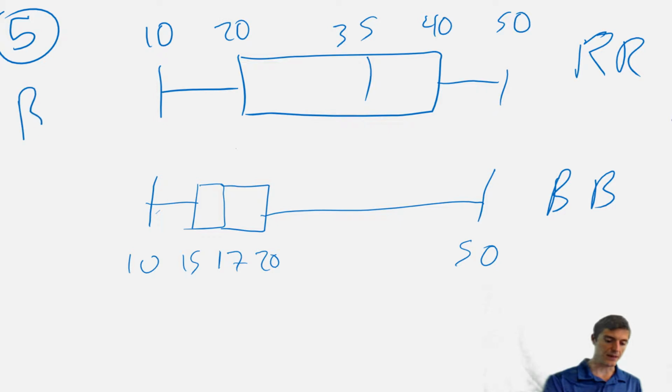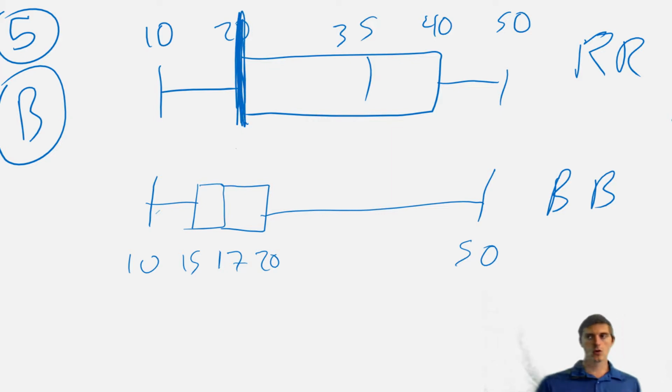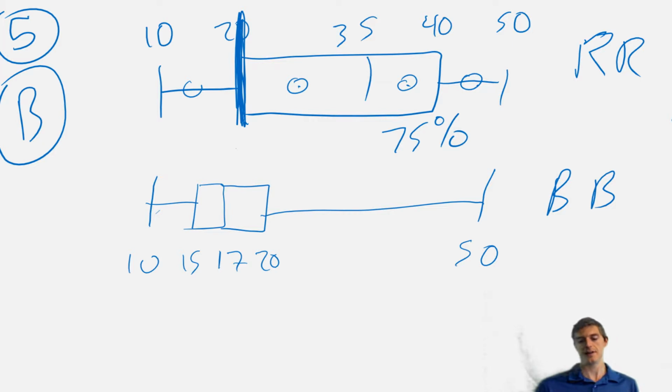So if you look at 5B, they ask, what percent of the time do they score more than 20 points? So here's 20 points right here. Quartiles split it into fourths, where this represents 25% of the data, this represents 25% of the data, 25% of the data, 25% of the data. So this is another way you can tell that Ricky Raindrops is better. 75% of the time, he scores more than 20 points, because this is 25, 25, 25 for a total of 75% of the time.